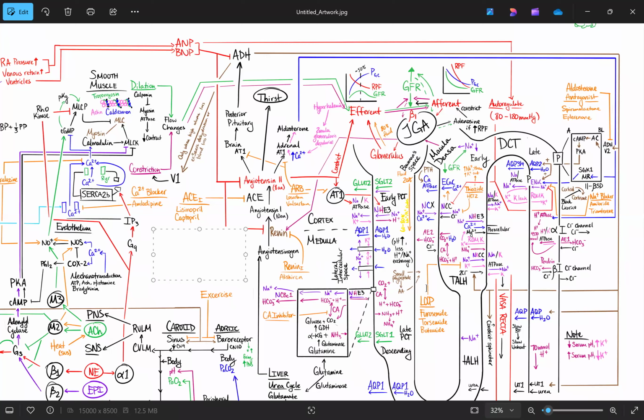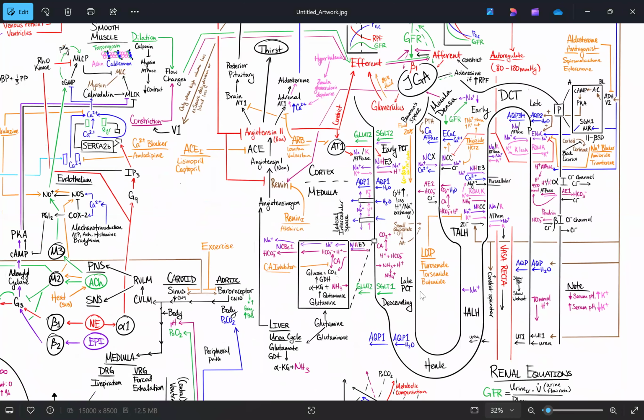And why is ROMK important? As you hopefully know, that ROMK leakage will create small micro positive charges that cause you to reabsorb calcium and magnesium paracellularly. If you don't have that micro positive charge, you don't reabsorb calcium and magnesium, so you can become hypomagnesemic or hypocalcemic as well.